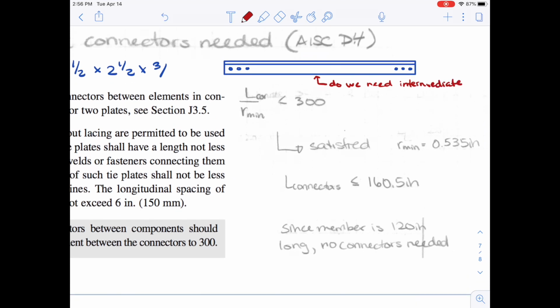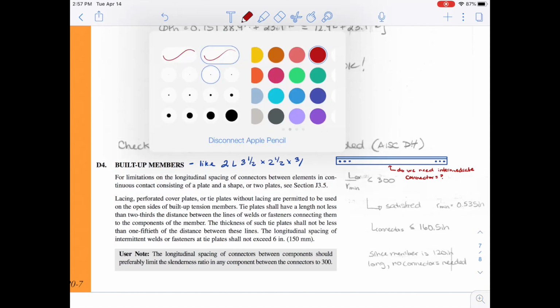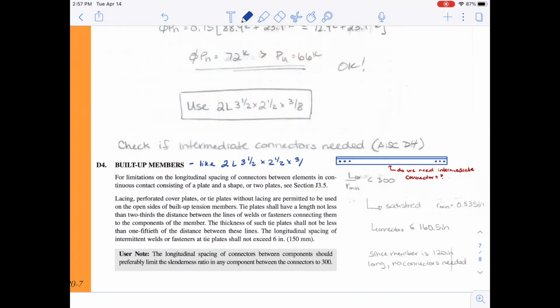So we look at this limitation, we look at L over r. We satisfied L over r, and we can go through and do the calculation. We see that the L of our connectors could be up to 160.5 inches. Our member was only 120 inches long, so we do not need to have intermediate connectors in this case.